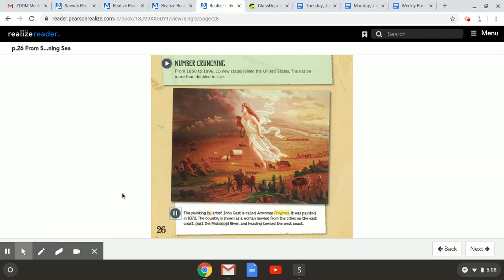This painting by artist John Gast is called American Progress. It was painted in 1872. The country is shown as a woman moving from the cities on the East Coast, past the Mississippi River, and heading toward the West Coast. Okay, so if you wanted to choose this image, you could say the image on page 26 taught me, and tell me what it taught you.